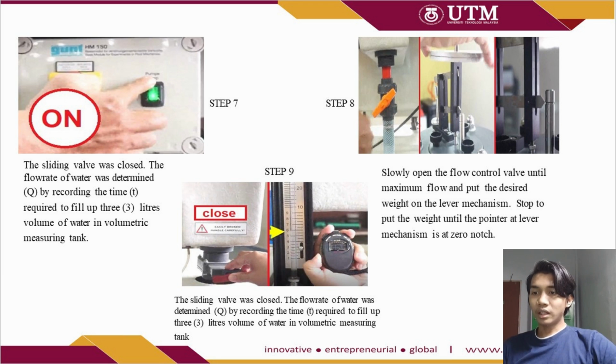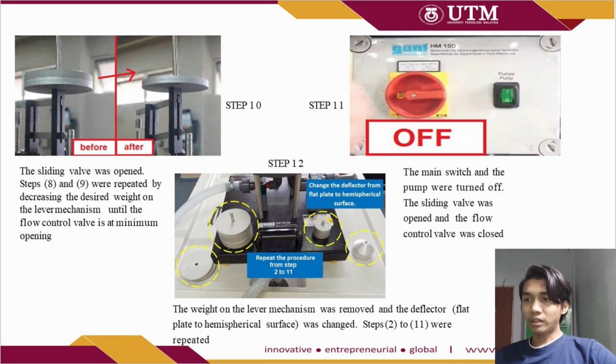Step 9. The sliding valve was closed. Then the flow rate of water was determined by recording the time required to fill up the 3 liter volume of water in the volumetric measuring tank. Step 10. The sliding valve was opened, and steps 8 and 9 were repeated by decreasing the desired weight on the lever mechanism until the flow control valve is at minimum opening. Step 11.